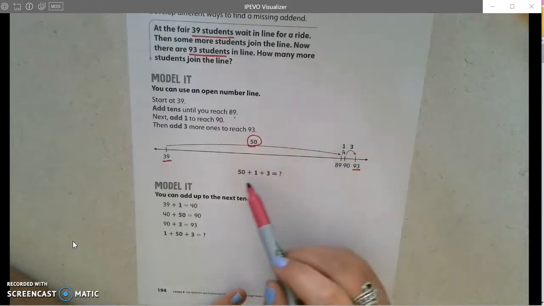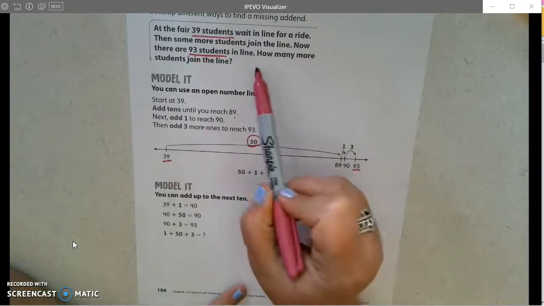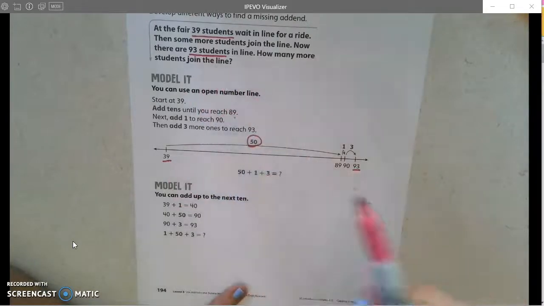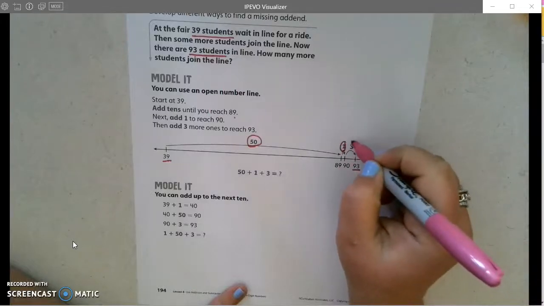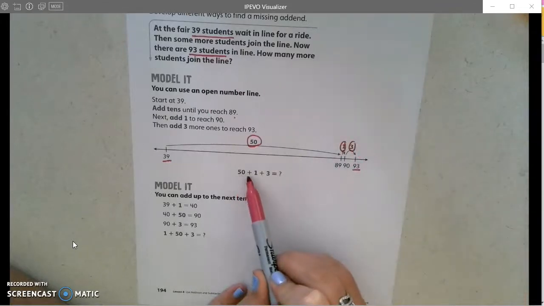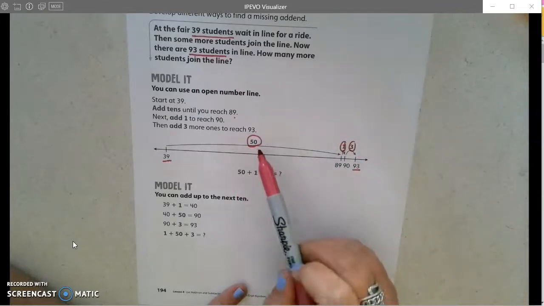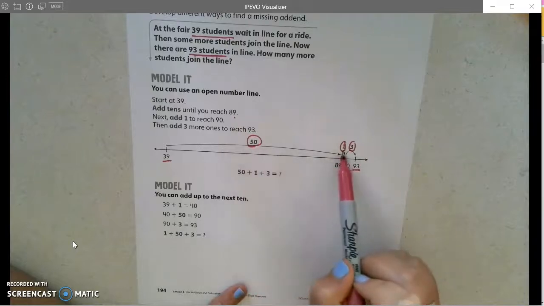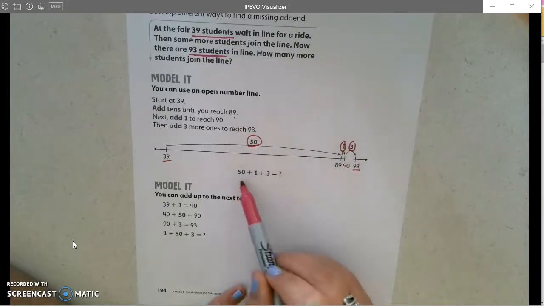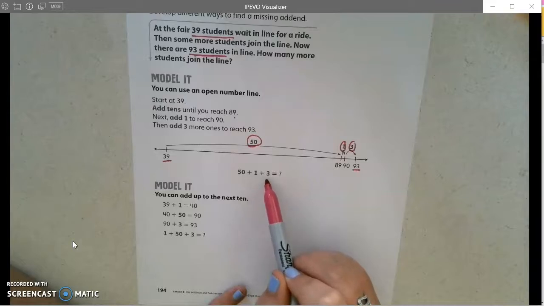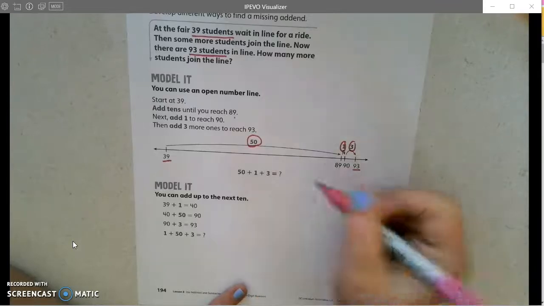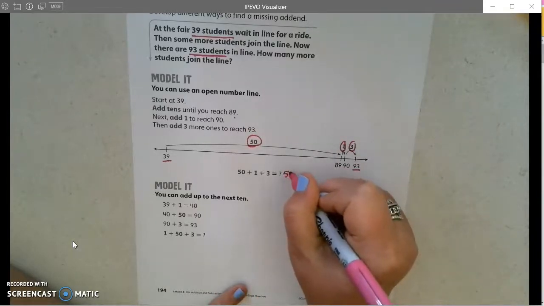So to find the answer of how many more students join the line, they have to count their jumps. Okay, so they have 50 plus 1 plus 3. They jumped 50 first, then 1, then 3. 50 plus 1 equals 51. 51 plus 3 equals 54.